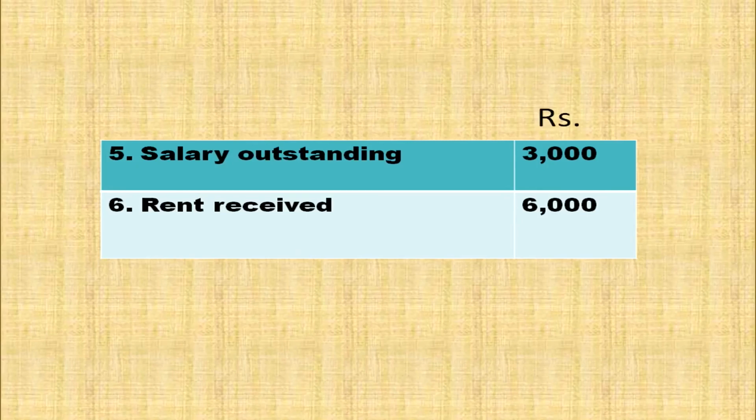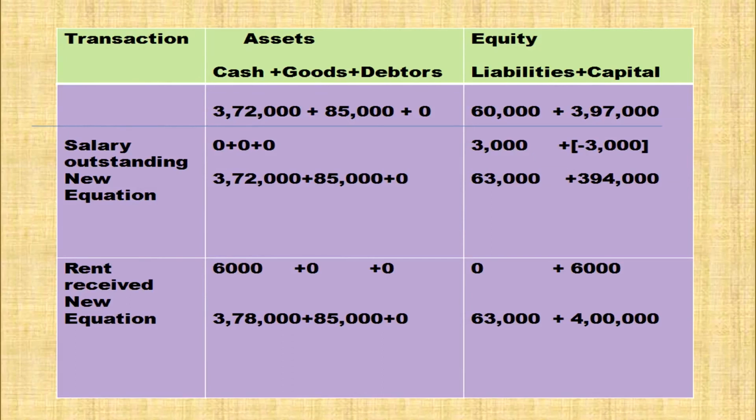Rent received, also another transaction. Salary outstanding is a liability. So that will be added with the liability. 3,000 added with the liability. It is reducing the capital, so deduct it from the capital. After that, you have to write the new accounting equation. Cash 3,72,000 plus goods 85,000 equals liability 63,000 plus capital 3,94,000. Here also the accounting equation is satisfied.